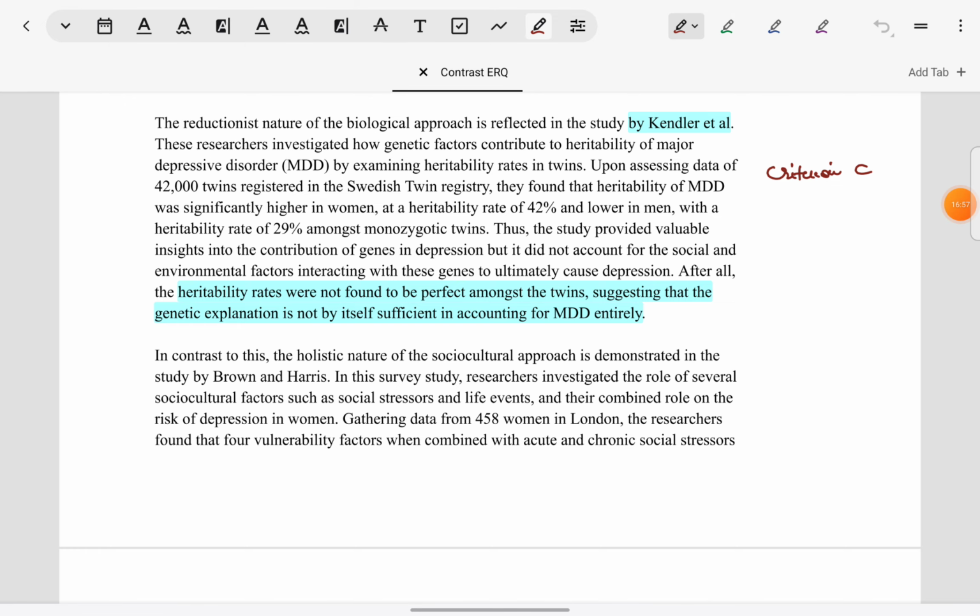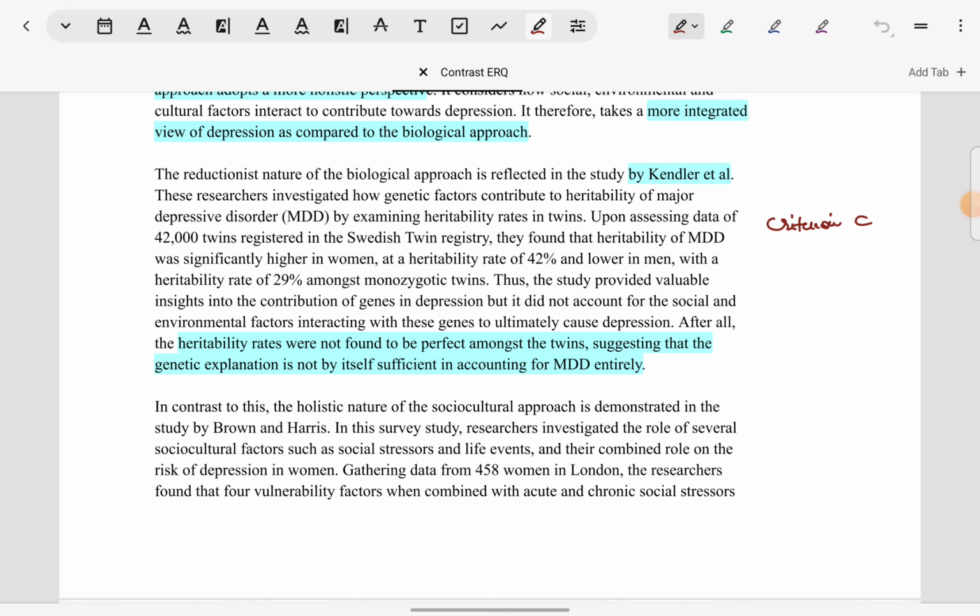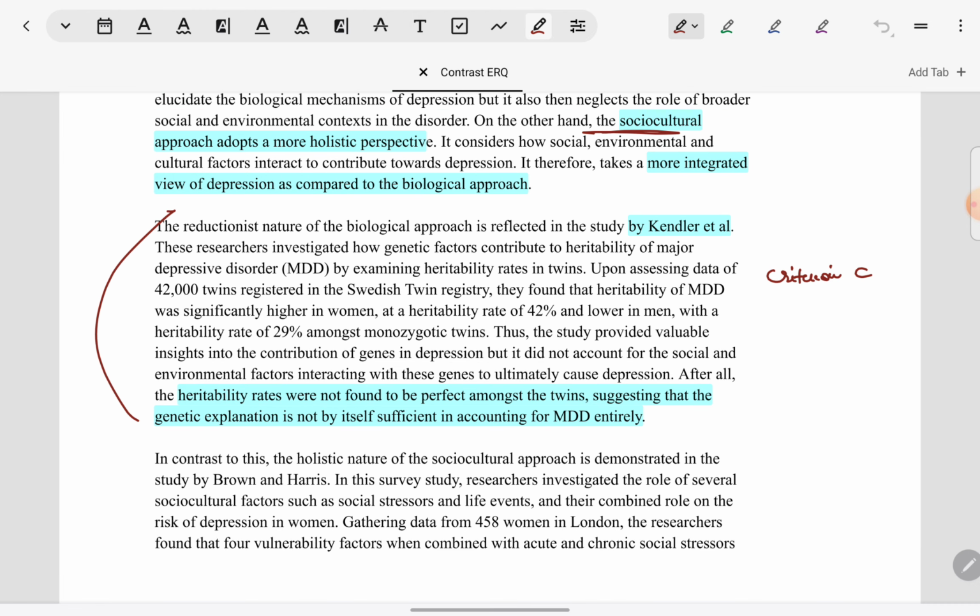But right now, what are we interested in? What is the matter of focus right now? It is the reductionism of the biological approach. So we are concluding the study in a way that shows that, see, even this study is just on twins. It just brings about heritability rates. It just shows genetic inheritance of depression. It does not account for sociocultural factors or personal factors, and that is why it illustrates how the biological approach is reductionist.